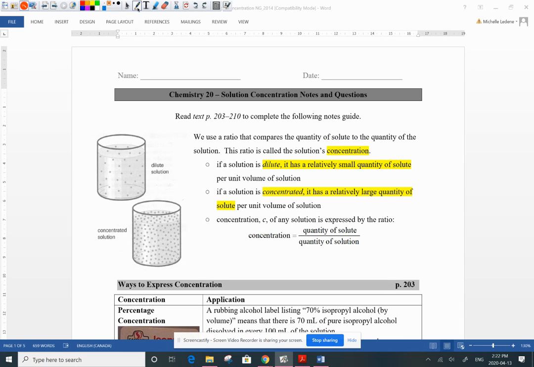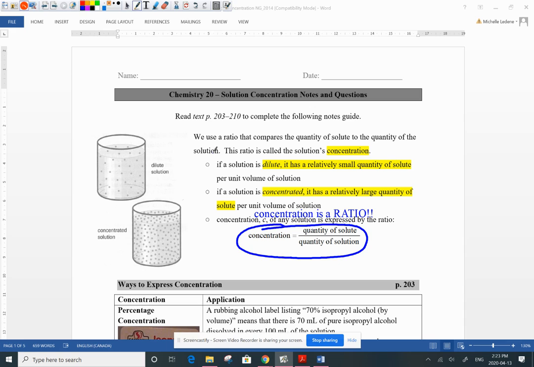So how do we know by looking at a solution if it is dilute or if it's concentrated? Well, a dilute solution has less solute in the solution than a concentrated one. So we could tell by looking at the color. But the thing about when we're doing a calculation of concentration is this is something that is quantitative. So we see that the solution concentration is a ratio. It is just how much solute do we have divided by the amount of solution.